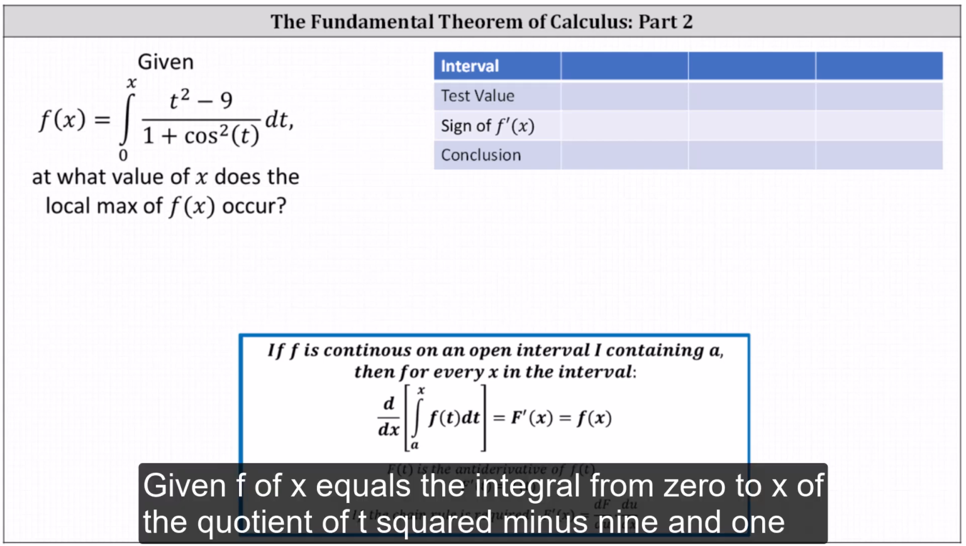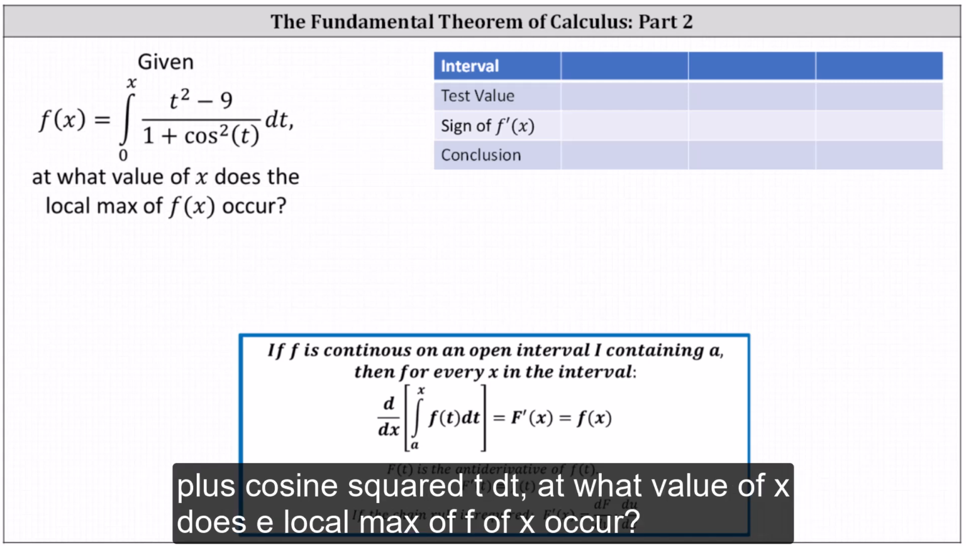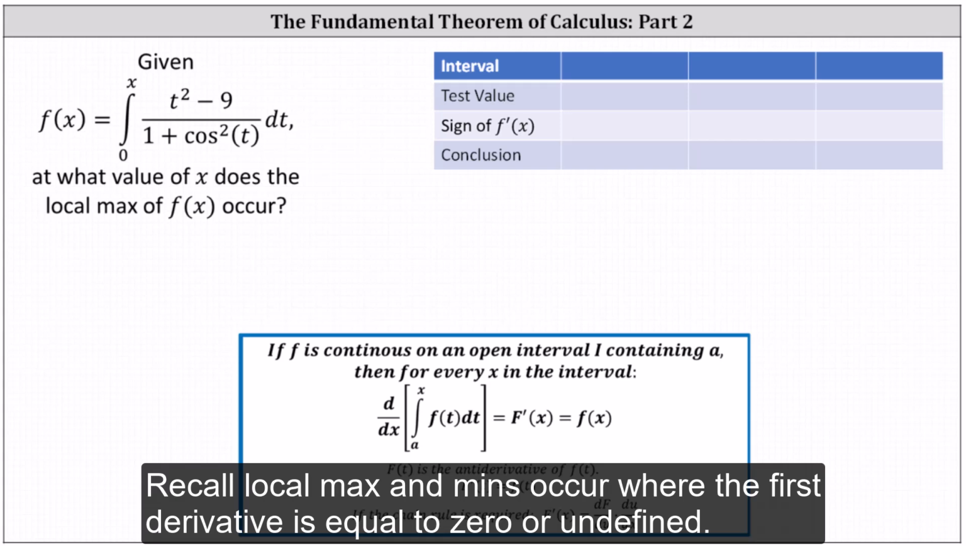Given f of x equals the integral from 0 to x of the quotient of t squared minus 9 and 1 plus cosine squared t dt, at what value of x does the local max of f of x occur? Recall local max and mins occur where the first derivative is equal to 0 or undefined.